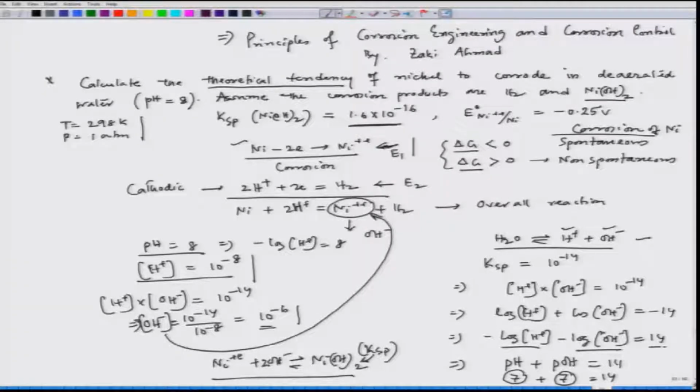So, in the last lecture, at the end, we started discussing nickel corrosion. I would like to say that it is whether nickel would corrode in a particular solution. The problem statement was: we need to calculate the theoretical tendency of nickel to corrode in deaerated water at pH 8, assuming that the corrosion products are H2 and Ni(OH)2. We have the data: temperature 298 Kelvin and pressure 1 atmosphere, the solubility product of nickel hydroxide is 1.6 x 10^-16, and the standard reduction potential of nickel is -0.25 volt. And we did these calculations; you can just go back and see them.